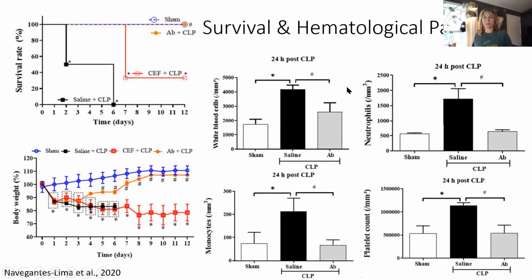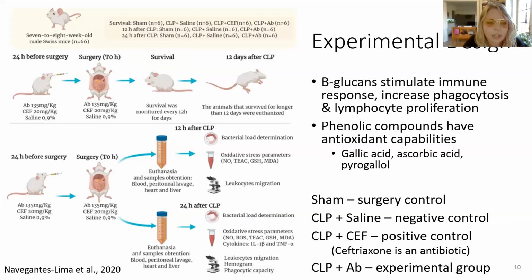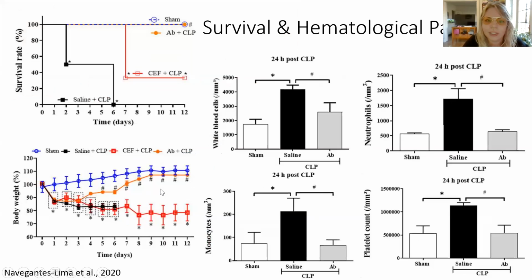Is this intraperitoneal cells, or where are these cells from? I believe they're IP cells. Yeah, peritoneal lavage, or from the blood and peritoneal. So I believe these were from the peritoneal.